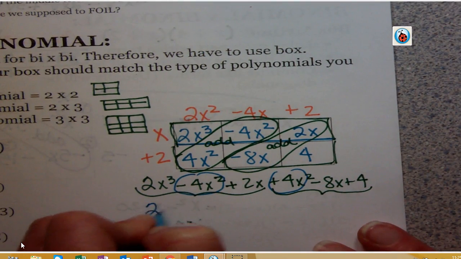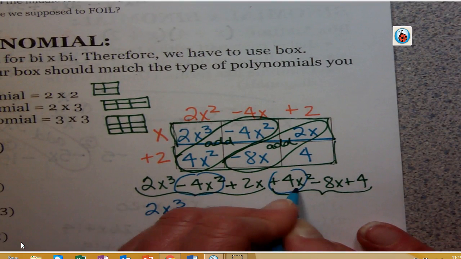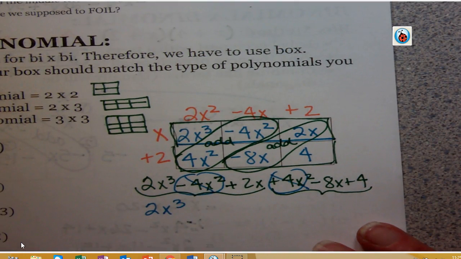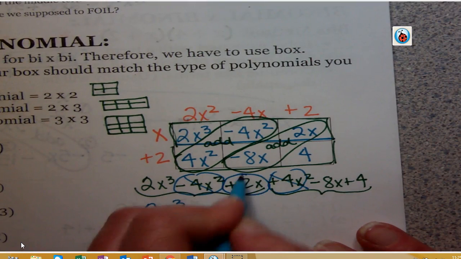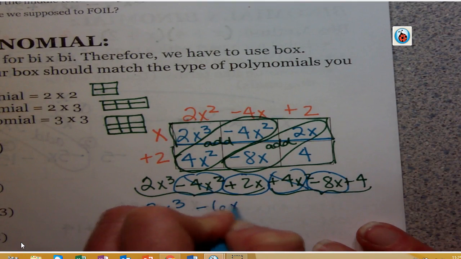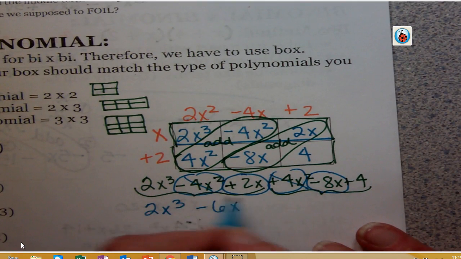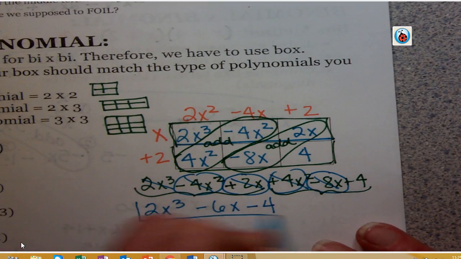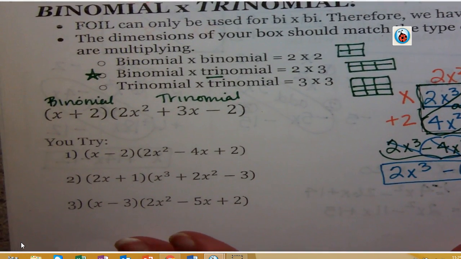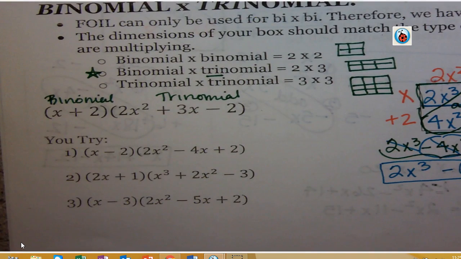And when I combine those, I get 2x cubed, negative 4x and positive 4x are 0, so they cancel each other out. Positive 2x, negative 8x, I get minus 6x. And then I've used all those, and I'm left with minus 4. So this is my answer. Okay, now pause the video if you haven't already and work those out.